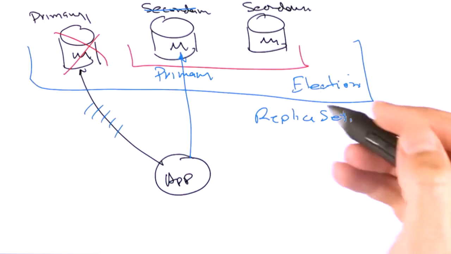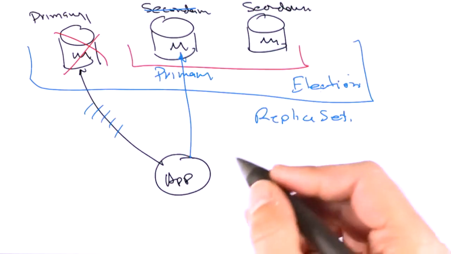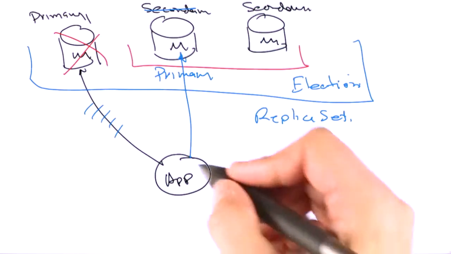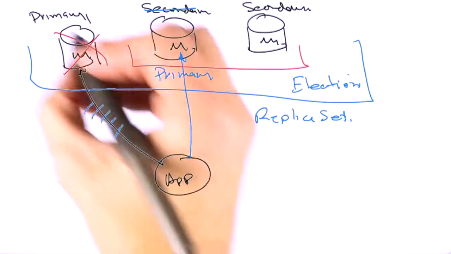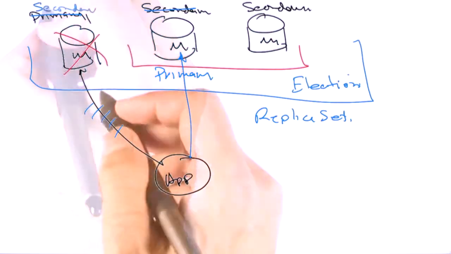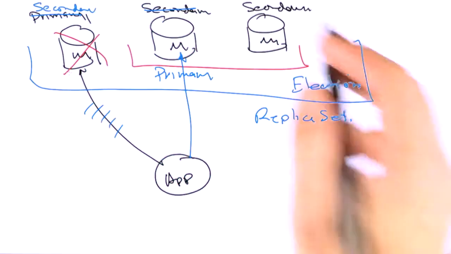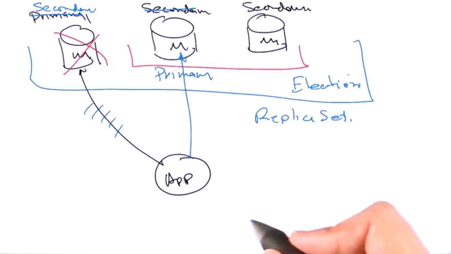Now, there's some other details of this in terms of whether reads can happen to the secondaries or not, and we'll go through that. But this kind of gives you the basic outline of the way it works. Now, when this node came back up, it could come back up as a secondary, and in which case it would rejoin the group and be able to act as a secondary while this one acts as the primary. So this is the basics of replication.